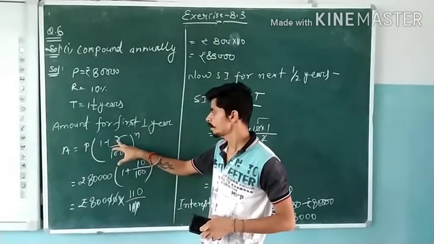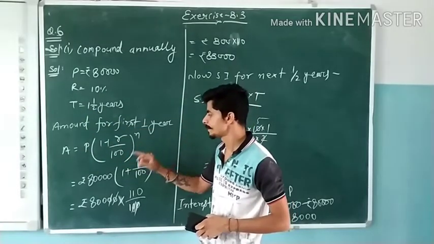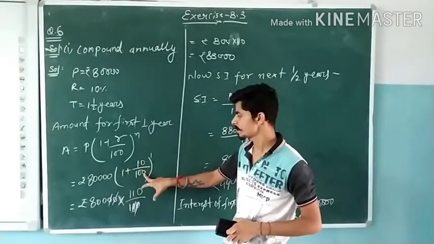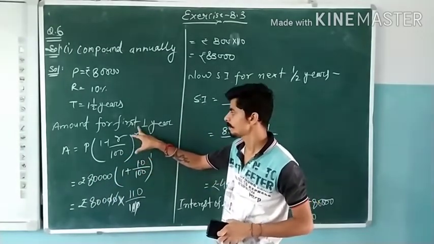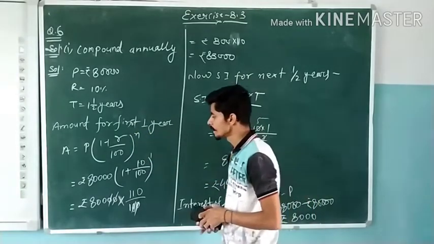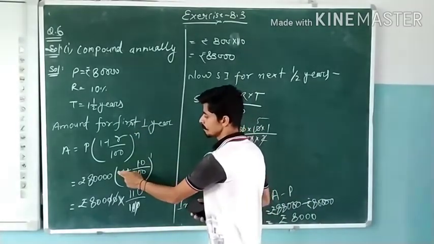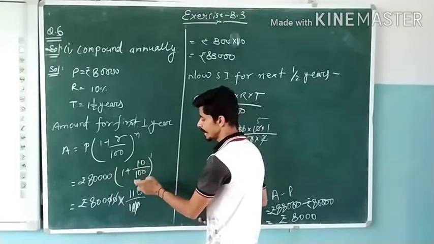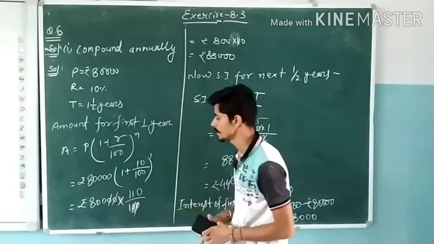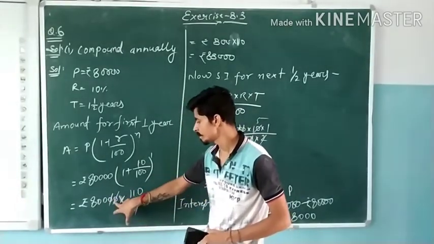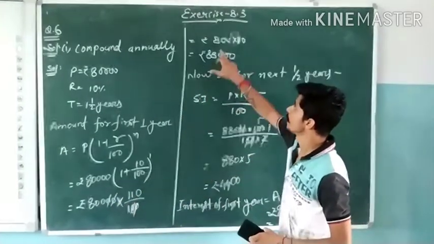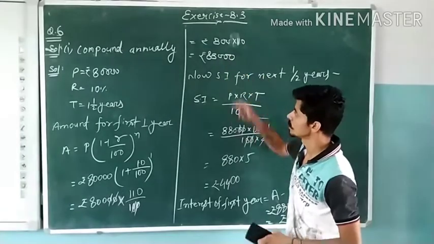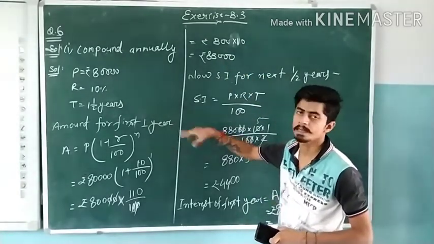So P into (1 plus R by 100) to the power n. Principal is 80,000, 1 plus rate 10 upon 100, power 1, because we are finding the amount for 1 year. Now 10 will be added to 100, and it becomes 110 upon 100 into 80,000. Now the zeros will be cut and we get 800 into 110, which becomes 88,000.